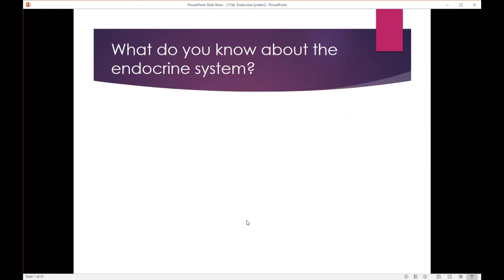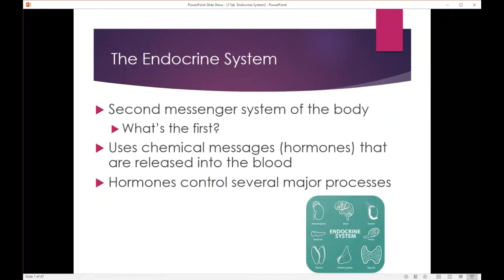So what do you know about the endocrine system? Take a second, really think about it. The endocrine system is considered the second messenger system of the body. What do you think is the first one? Hopefully you said the nervous system. The nervous system is going to be the first messenger system of the body. It is faster and short acting, whereas the endocrine system is longer acting, but also slower to respond.